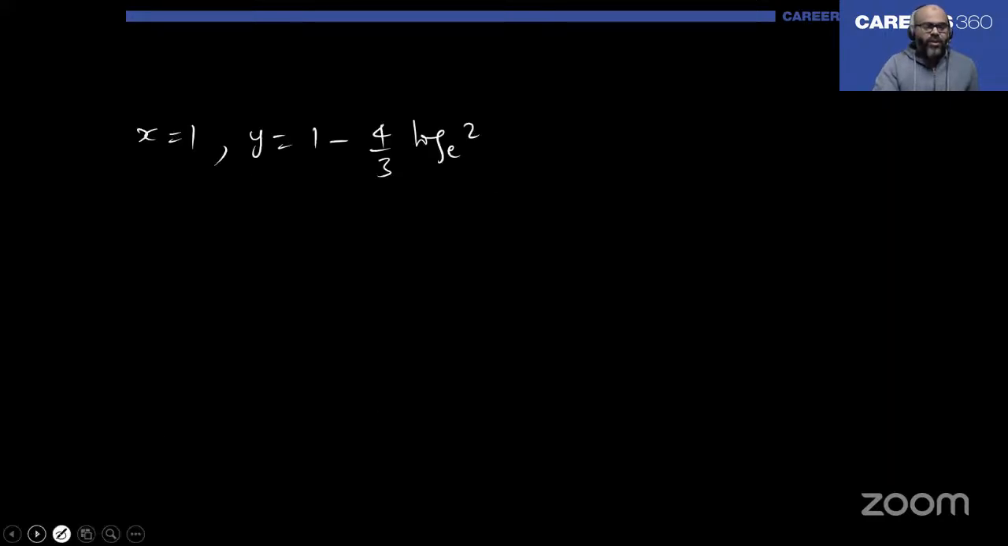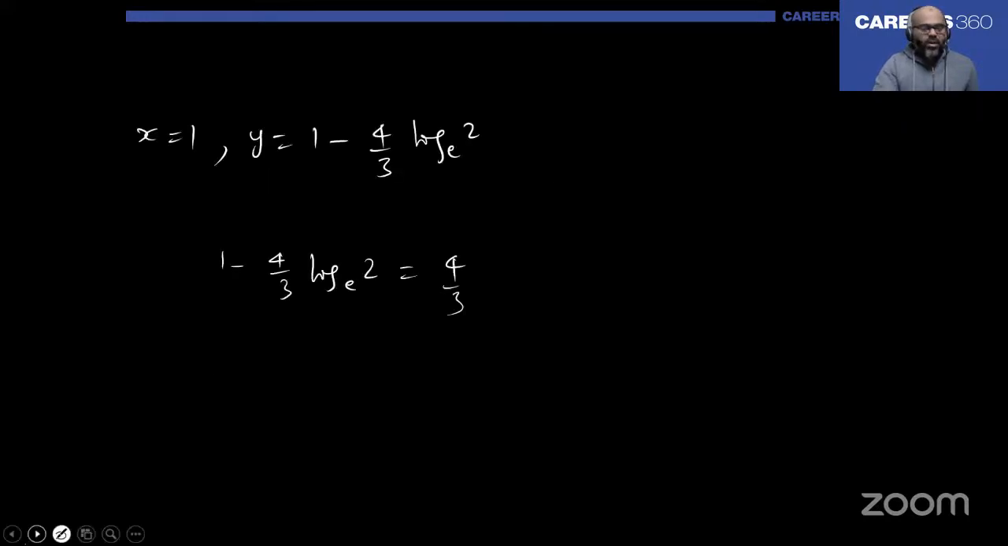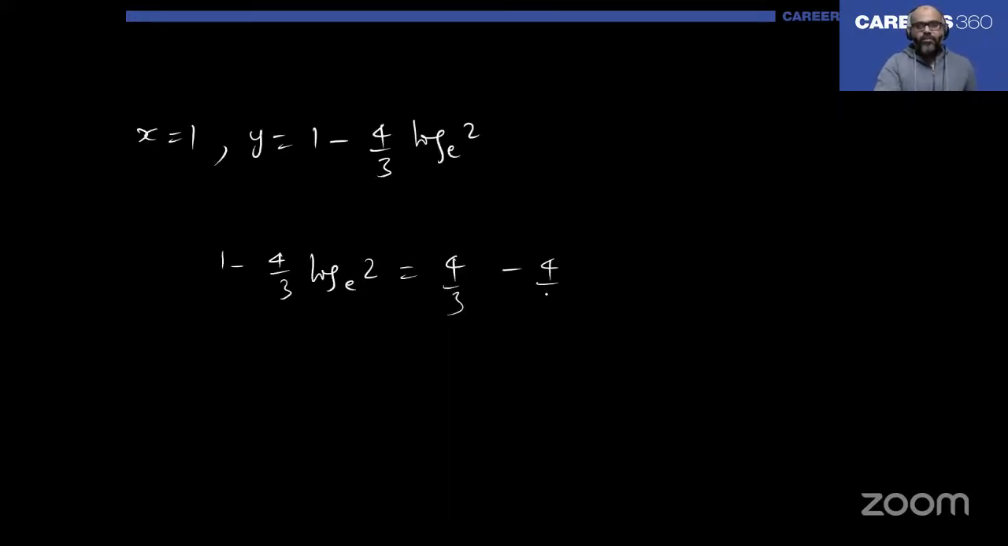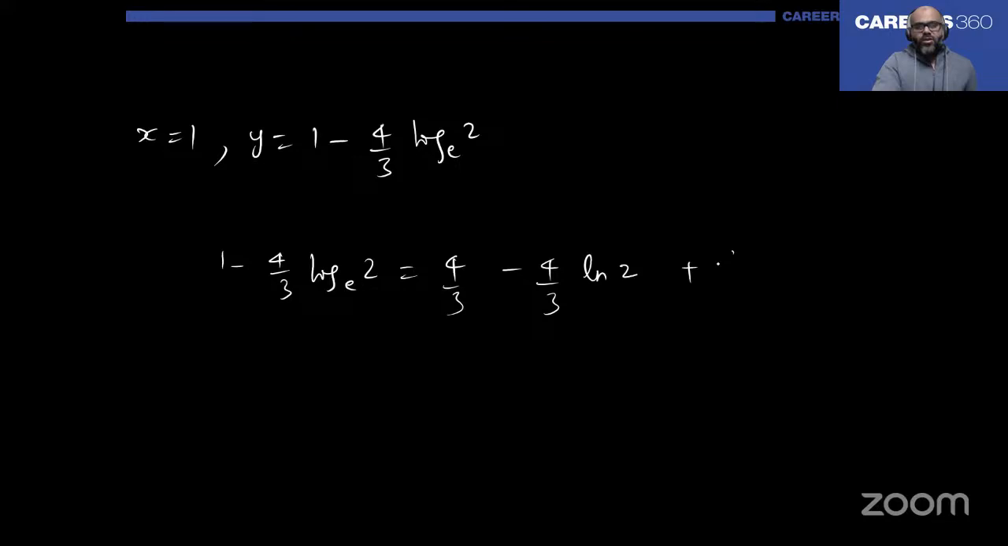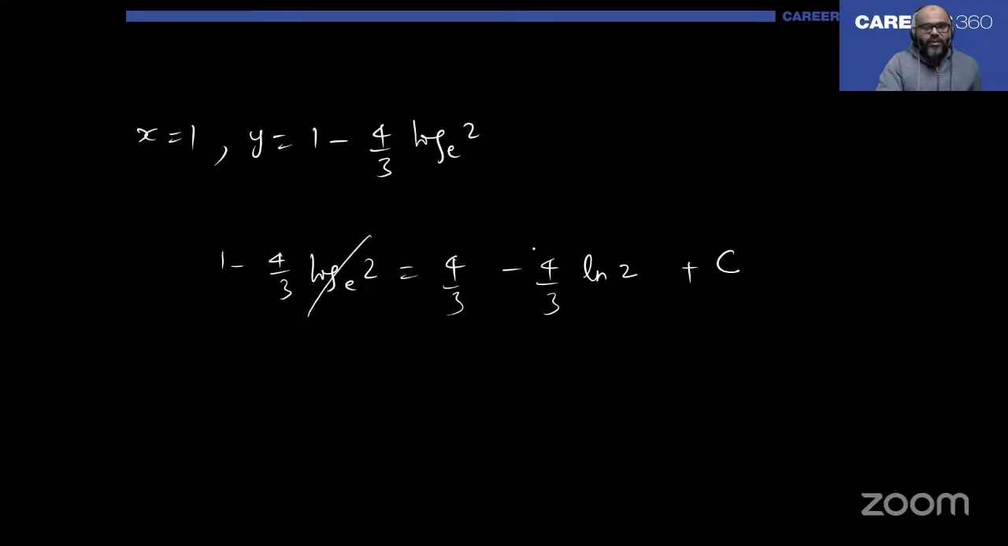So y will be 1 minus 4 by 3 log 2 to the base e. x is 1, so this will be 1. This will be 4 by 3 here. And here when x will be 1, it is 4 by 3 log 2 plus c. This is what we have. So this will get cancelled, and c will be equal to 1 minus 4 by 3, which will be minus 1 by 3.